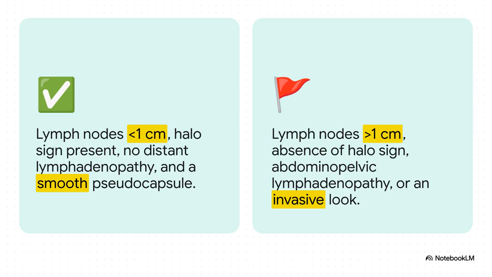The halo sign, that's a friendly finding. If it's absent, that's more suspicious. SM is usually contained, while cancer can cause big lymph nodes elsewhere. And finally, SM tends to have a smooth border, whereas cancer can look spiky and invasive.